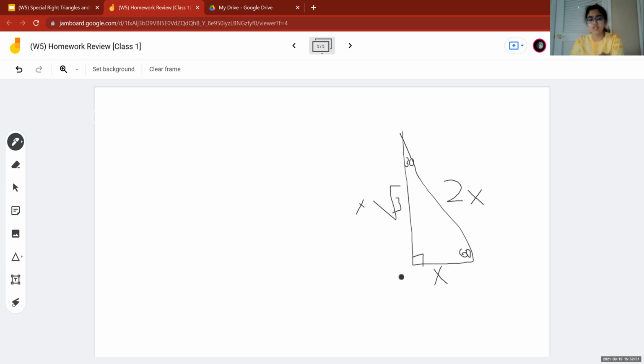Okay, Aniket, you raised your hand. Go ahead. So it can be any 30-60-90 triangle, and it's always that the shortest side is 2 times less than the second longest side, right?